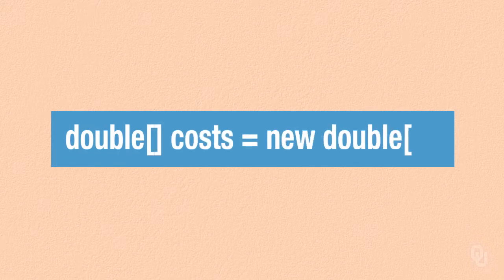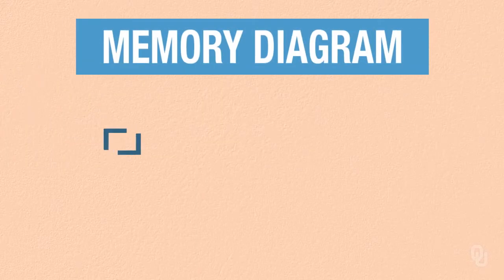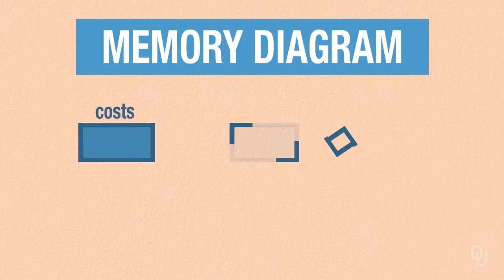To create an array with 3 elements to store our costs, we say double square brackets costs equals new double of 3. That syntax may look a little familiar since it uses the new operator that we've used to create objects. Just as with objects, costs is a reference to the array. The memory diagram shows what this looks like in computer memory.